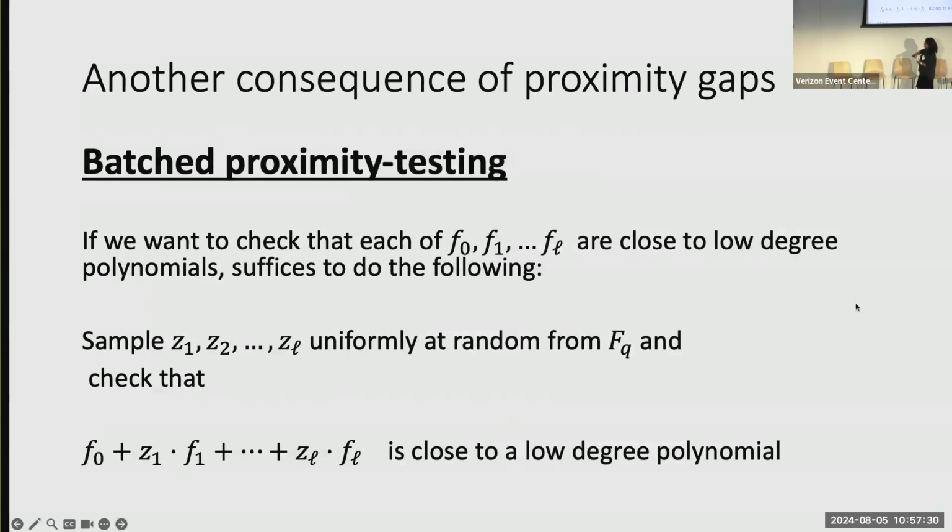Batched proximity testing. Here's another very interesting setting. I'm out of time, so I'm going to stop. But if you want to check that a bunch of polynomials together are all close to being low degree, if you take a random linear combination of them and you get a new function, it suffices to check that that is low degree. If that is low degree, it will imply that each one of the previous functions is close to low degree. And this is a direct consequence of the proximity gap statement that I made.